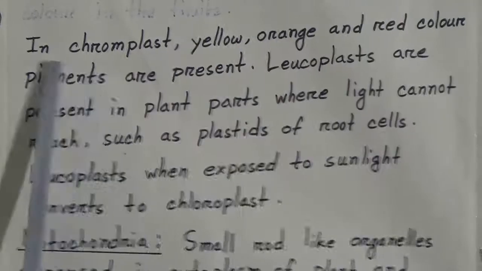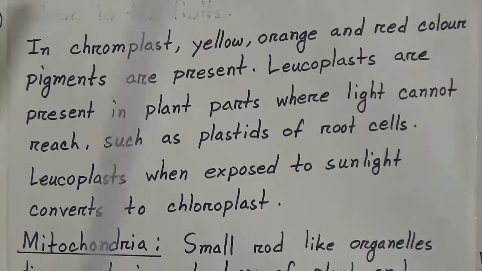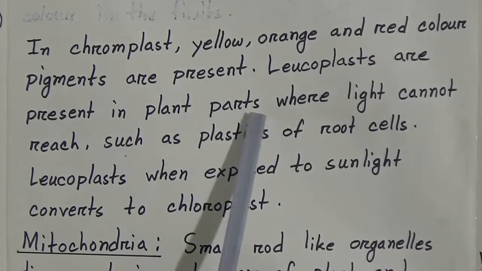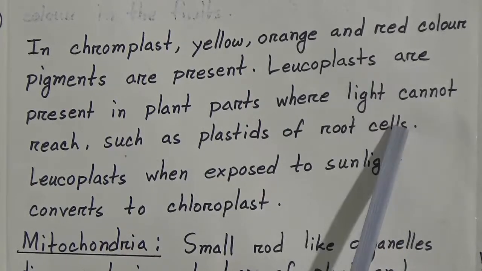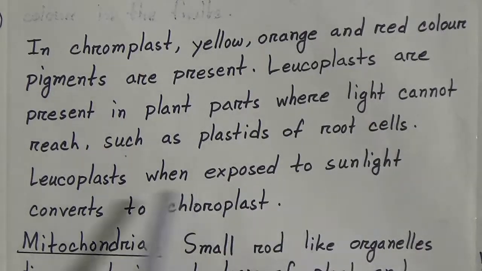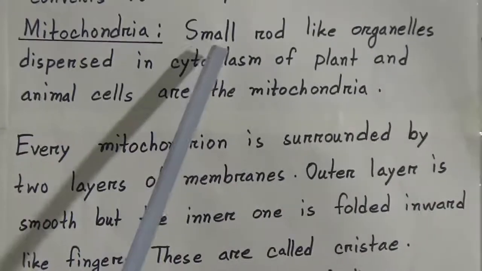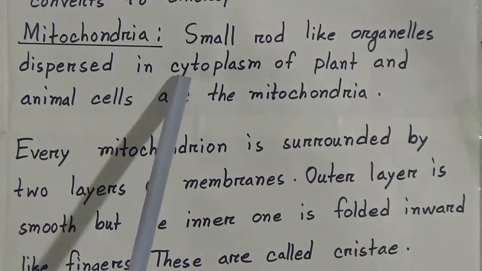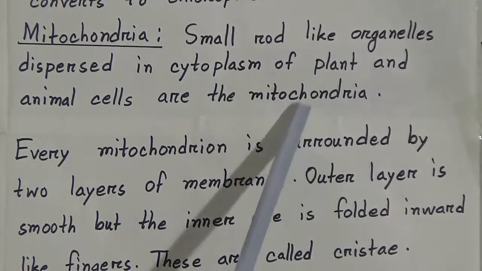In chromoplast, yellow, orange and red color pigments are present. Leucoplasts are present in plant parts where light cannot reach, such as plastids of root cells. Leucoplasts, when exposed to sunlight, converts to chloroplast. Then mitochondria, small rod-like organelles dispersed in cytoplasm of plant and animal cells are the mitochondria.